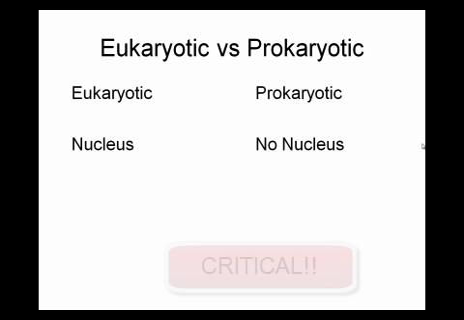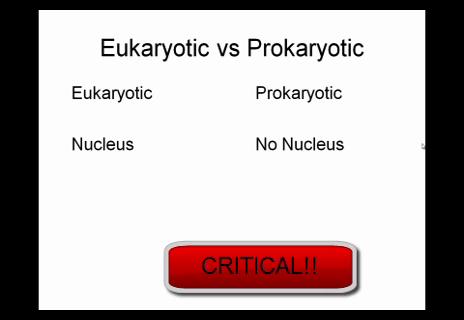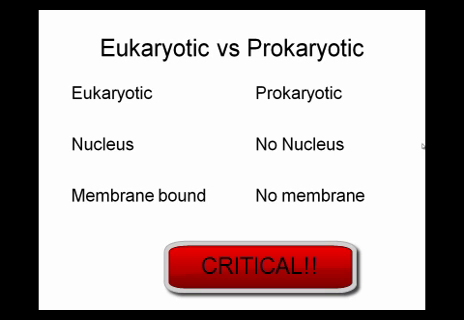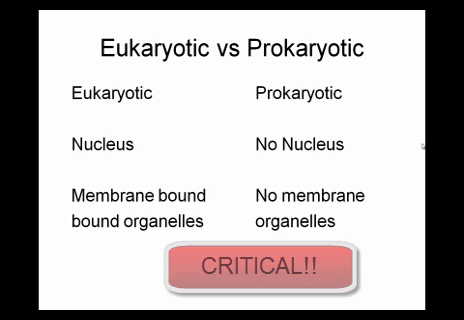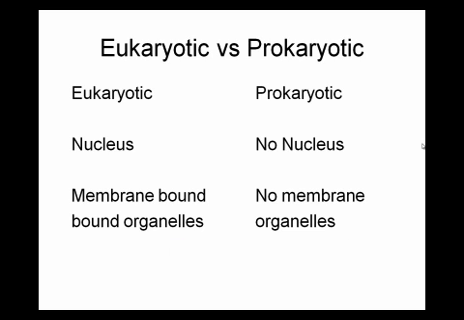Eukaryotic cells have a distinct nucleus that's bounded by a membranous nuclear envelope. Also, inside eukaryotic cells, there are a number of membrane bound organelles: the endoplasmic reticulum, the Golgi, the mitochondria, the chloroplast. Numerous vesicles contain and transport materials. Prokaryotic cells lack all of these things. There is no distinct nucleus, and there are also no membranous organelles.